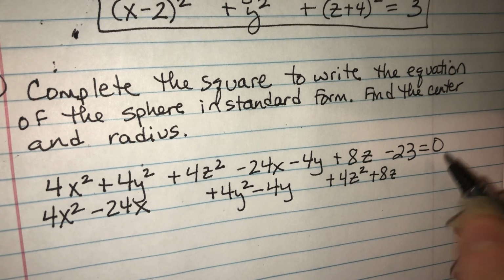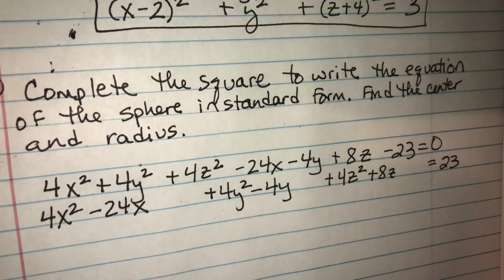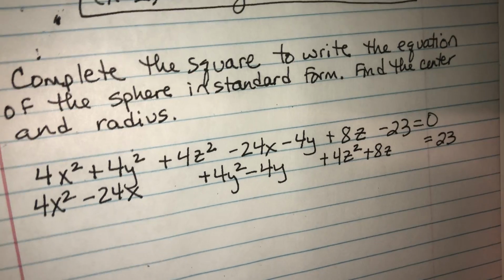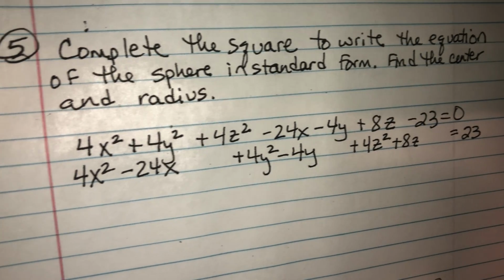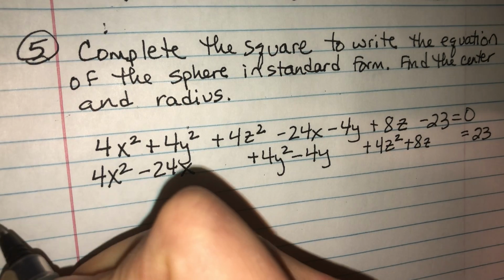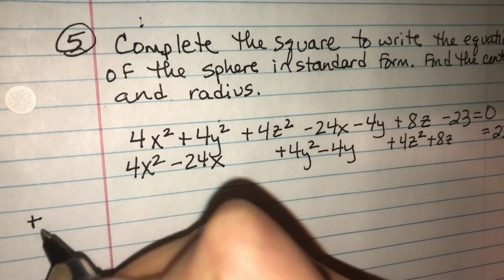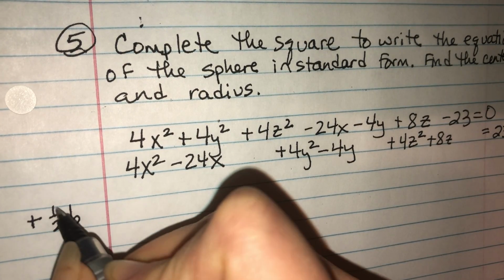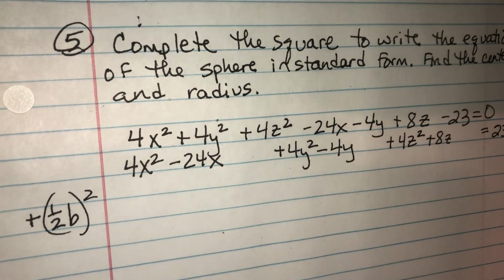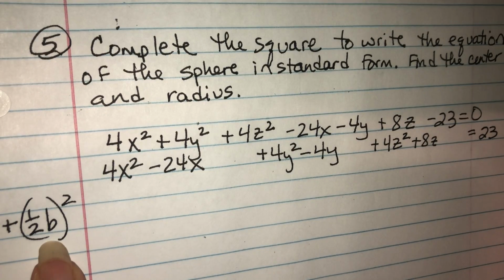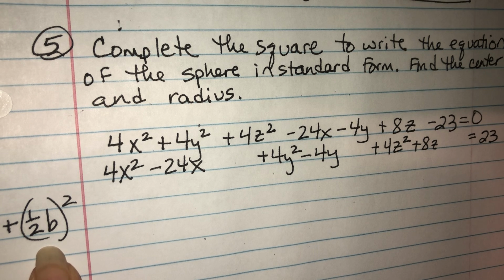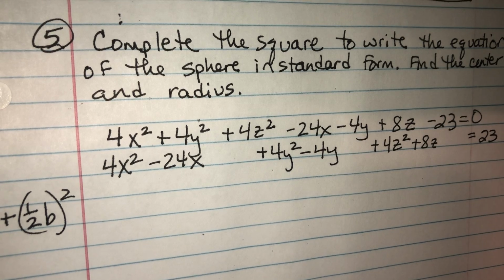And then I'm going to take that negative 23 and move that constant to the opposite side by adding it to both sides so it equals 23. Now, when we complete the square, we add this very special number to both sides of the equation, which would be 1/2 of your b value, which is like your linear term, squared. And obviously when you square it, if it's negative, it's going to become positive, so the sign doesn't really matter. We just basically take the coefficient of your x, your y, or your z, divide it by 2 and square it, and you're going to add that.